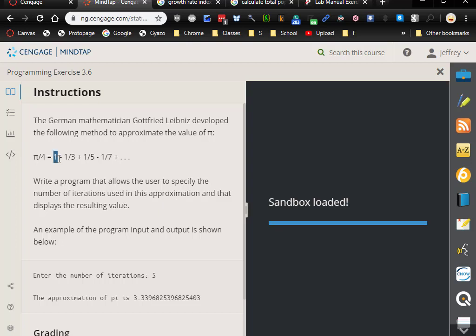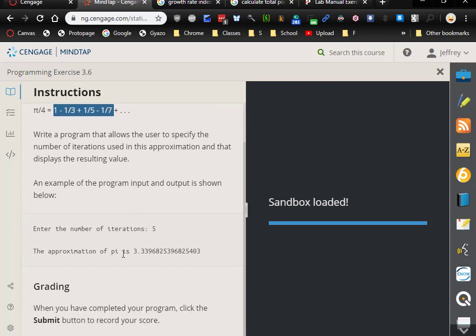After one iteration, the value of pi divided by 4 is 1. After 2 iterations, it's 1 minus 1/3. After the third iteration, it's 1 minus 1/3 plus 1/5. And whatever this adds up to would need to be multiplied by 4 to get the final answer. And then after 4 iterations, that's the value of pi, based on the number of iterations.